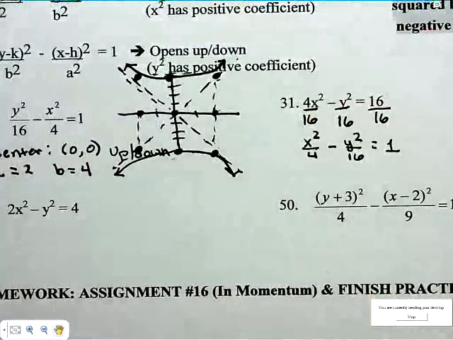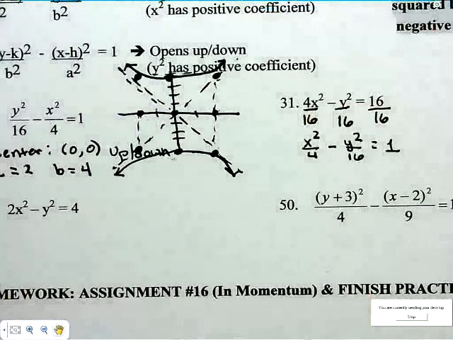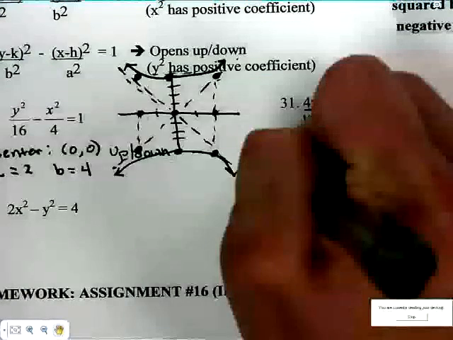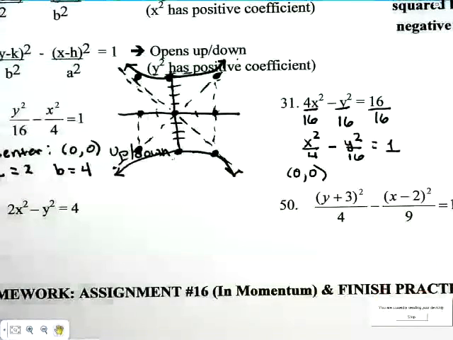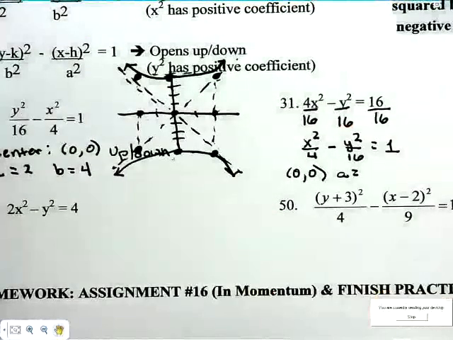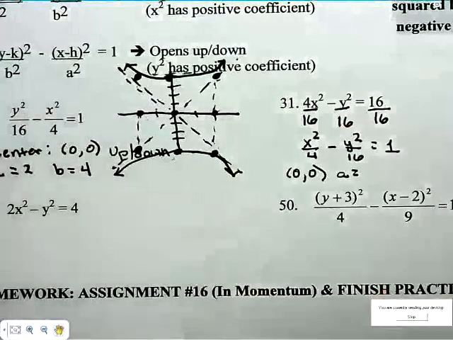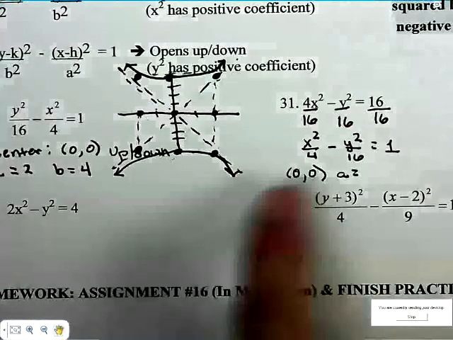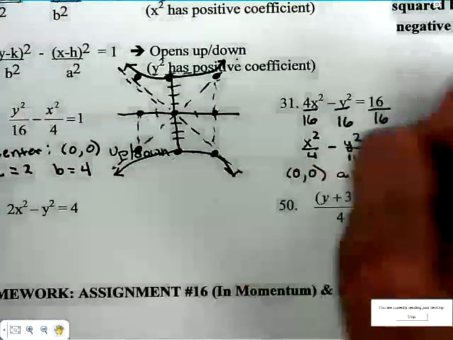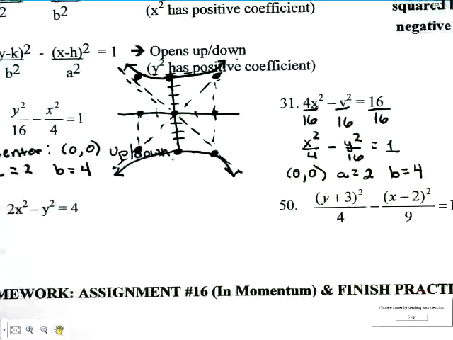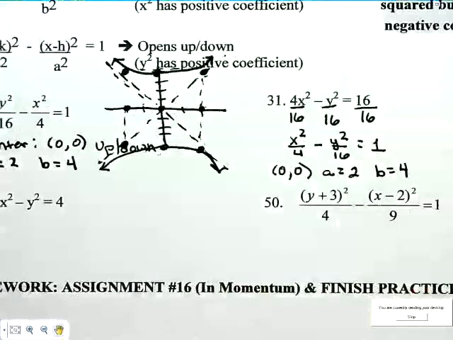So what is the center of this hyperbola? Yep. 0, 0, because there's no horizontal and vertical shift. A is the square root of whatever's under the x's. A is always under the x's. So the square root of 4 is 2. And B is the square root of the constant under the y's. That'd be the square root of 16, which is 4.